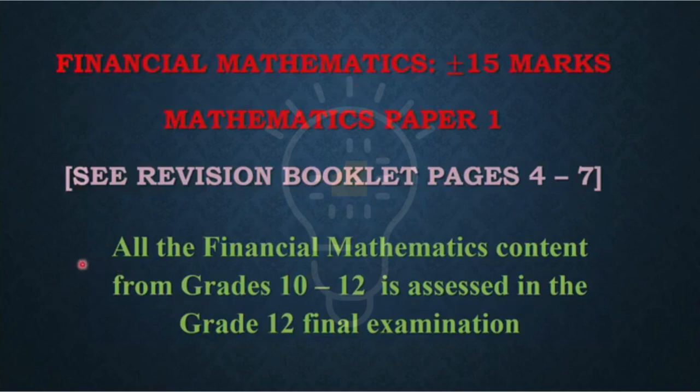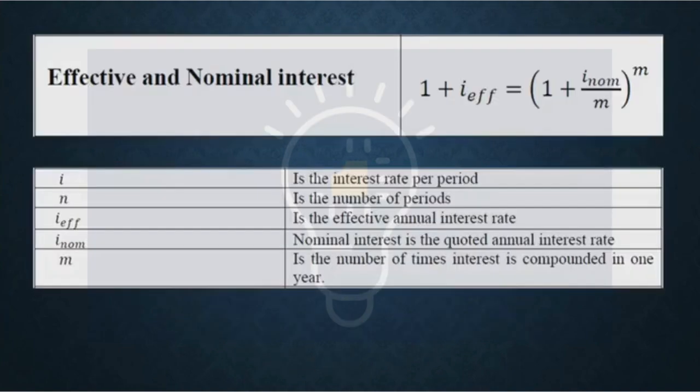Please note that all financial mathematics content from grades 10 through to grade 12 will be assessed in the grade 12 final examination. A formula from grade 11 that you learn for the first time that does not occur on the information sheet is the effective and nominal interest rate formula. Please make sure that you go through this.